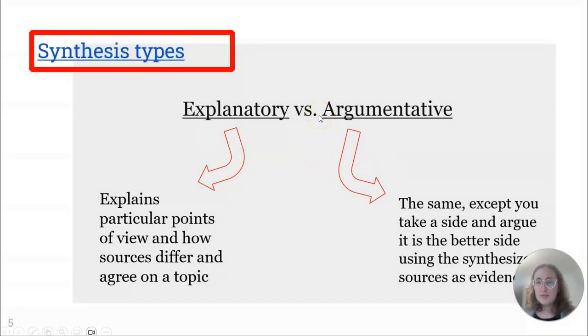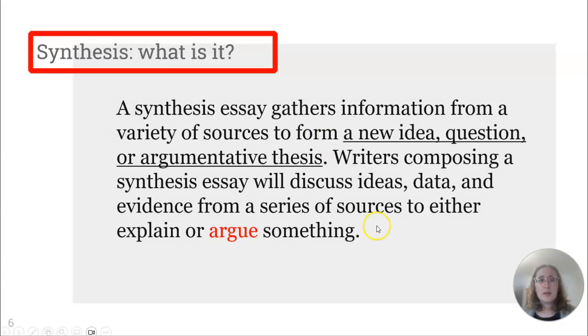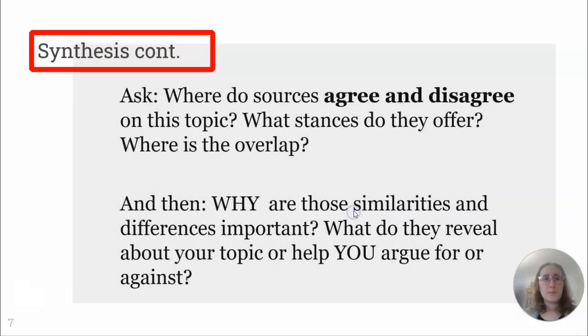And there are 2 main types of synthesis. There's explanatory and argumentative. Both of these are pretty self-explanatory, but explanatory explains a particular point of view and how those sources agree or not. And then an argumentative one takes that one step further, and you talk about what that overlap means and why that is important. And it leads you to an argument. So what is synthesis? It's when you're forming a new idea, a question, or in the case of this class, we're forming an argumentative thesis about your topic because you are forming an argument about something.